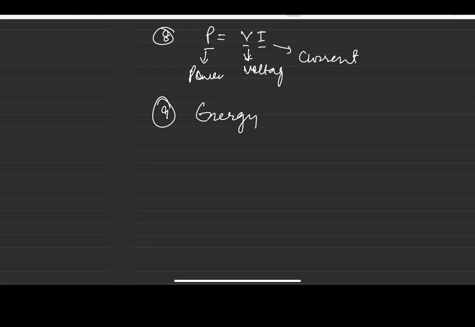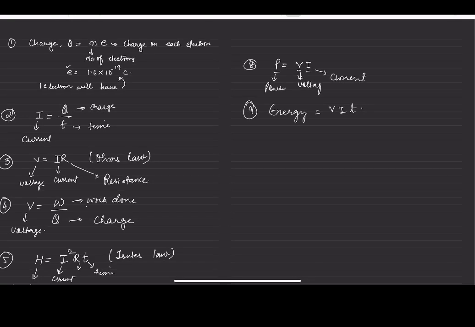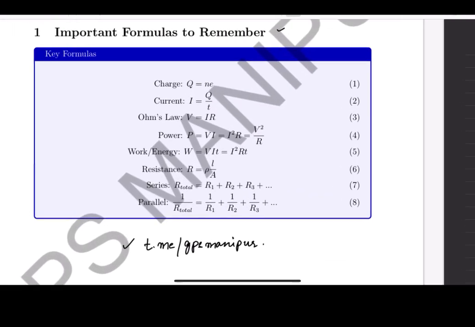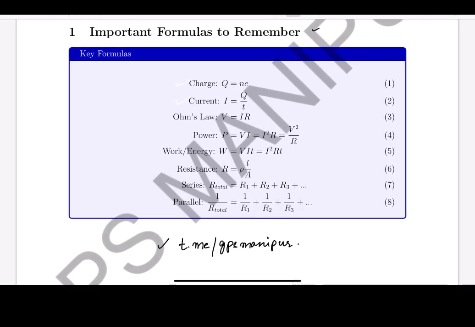Formula number 8 that we may use in this chapter is P is equal to VI. Power is equal to voltage into current. Also, we may use the formula for energy, which will be voltage into current into time, VIT. So I hope only these are the formulas that we have. I have summarized all the formulas here: charge, current, Ohm's law, power, work or energy, resistance, series, parallel.